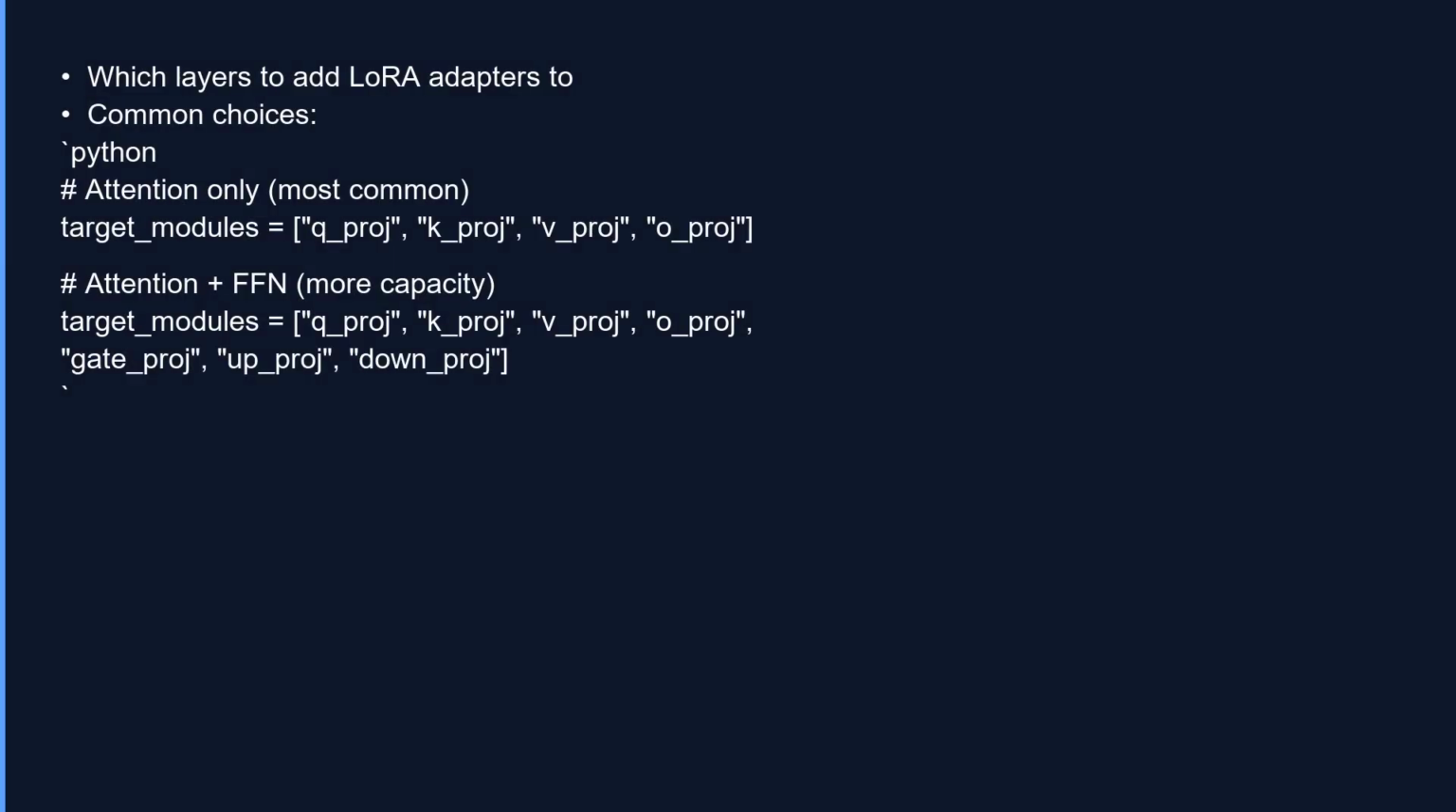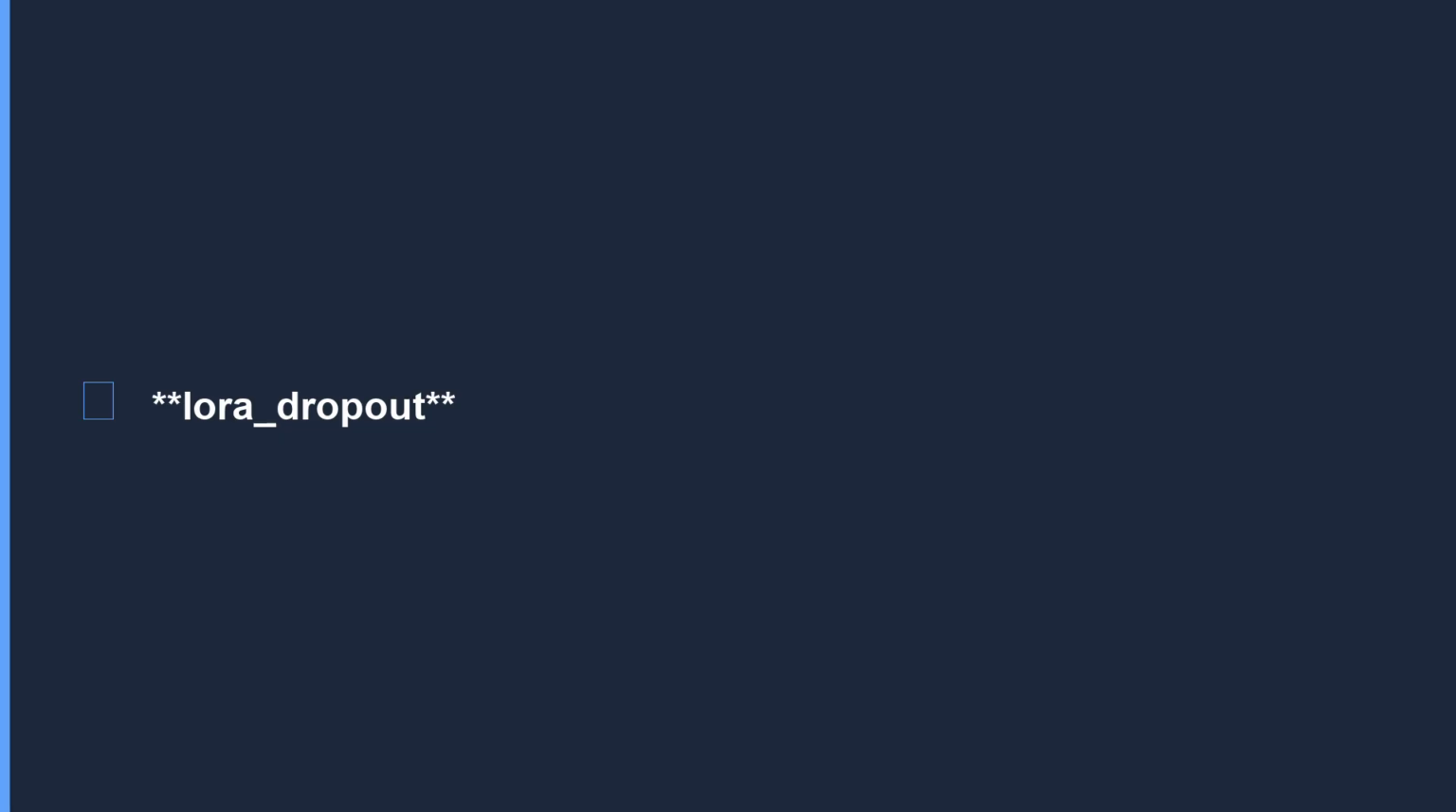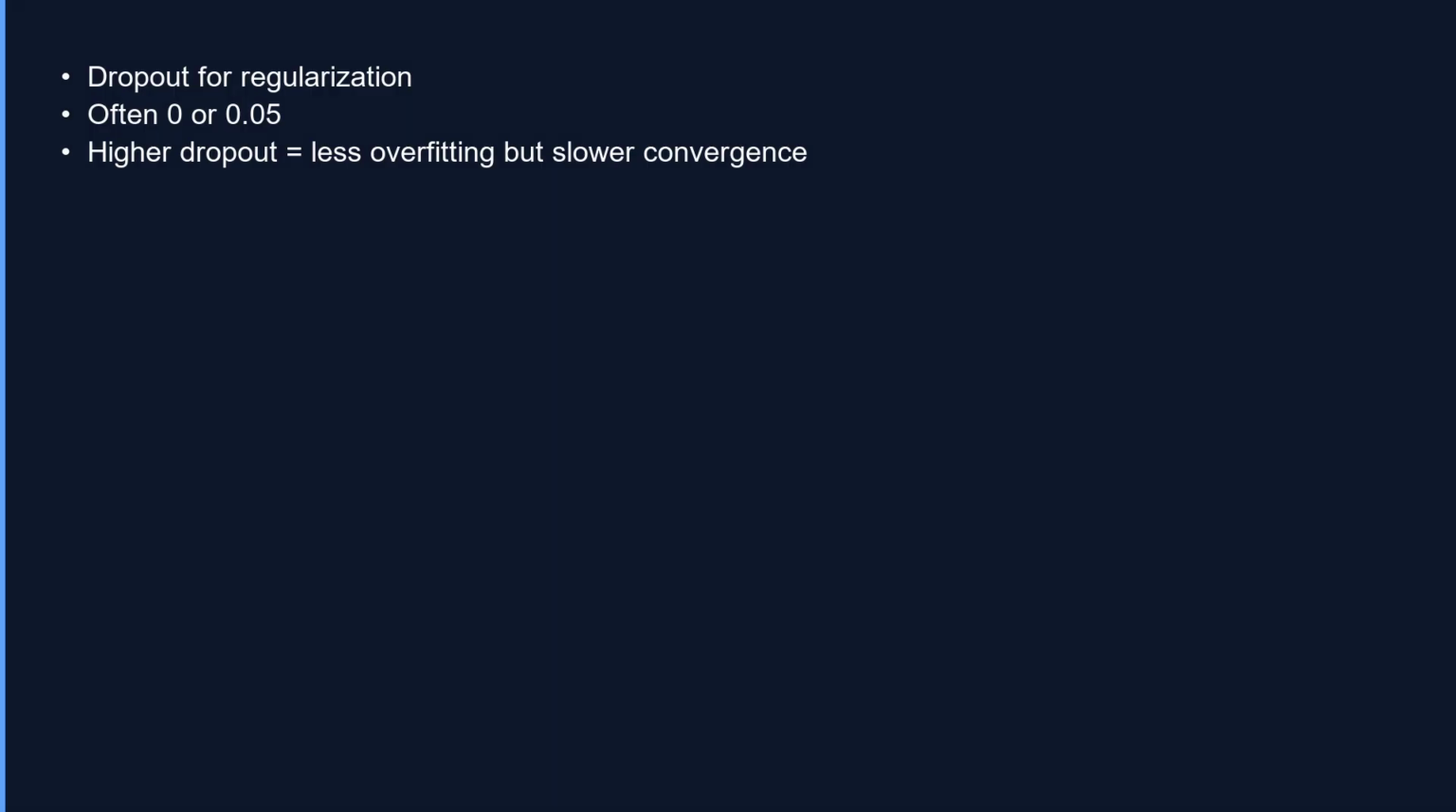Which layers to add low-rank adaptation adapters to? Common choices: attention only is the most common. Target modules: q_proj, k_proj, v_proj, o_proj. Attention plus FFN gives more capacity. Target modules: q_proj, k_proj, v_proj, o_proj, gate_proj, up_proj, down_proj. Dropout is for regularization, often 0 or 0.05. Higher dropout means less overfitting but slower convergence.